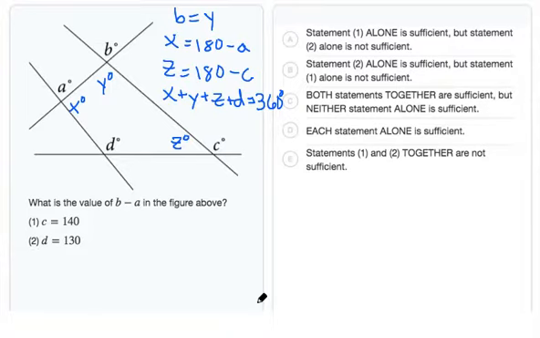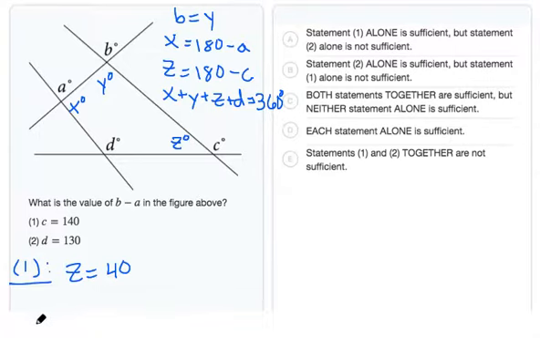So let's go ahead and take a look at statement 1 first. It's given that c is equal to 140. Since c and z are supplementary angles, that means that z would equal 40. By substitution, we can actually plug this into our equation right here, our long equation that we have.